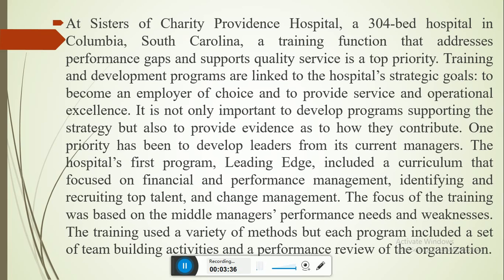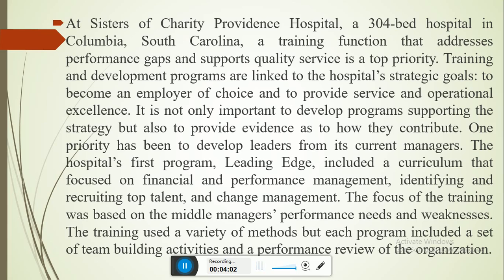At Sister of Charity Providence Hospital, which is a 304-bed hospital in Colombia, a training function that addresses performance gaps and supports quality service is a top priority. So performance gaps and quality service are the top priority. Their first priority is to close the gaps they have in their performance, the problems, and also to have a quality service for their customers.